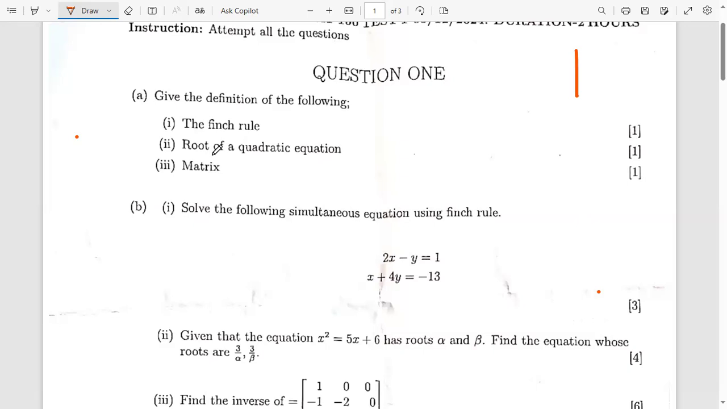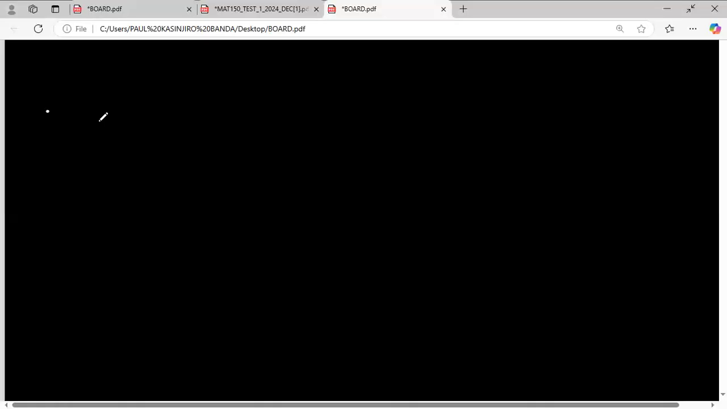Okay, so the first question says, give the definition of the following. First, define the Finch rule. Then we'll define what a root of a quadratic equation is, and then what a matrix is. So let's define, first of all, the Finch rule. This will be A1. We're defining what the Finch rule is.